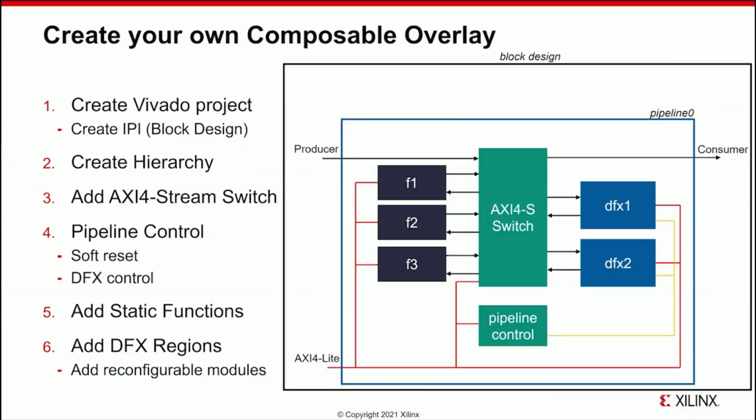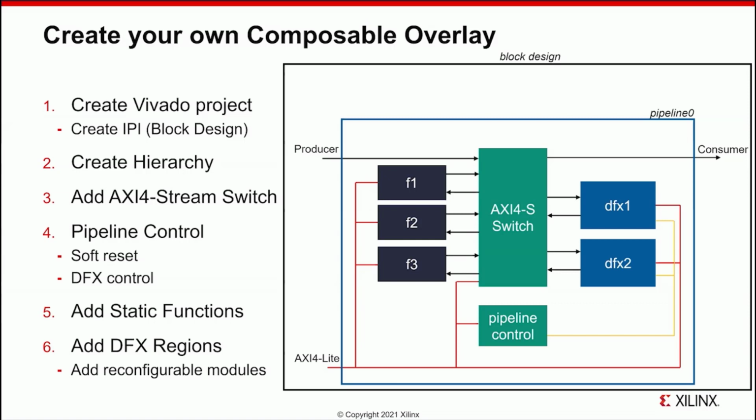If you are a hardware designer and are excited as I am about the composable overlay, you might wonder, how can I create my own composable overlay? Well, I try to summarize that in these 6 steps. In step 1, you create a Vivado project, and within it, you create an IP block design. Step 2, which is really important, is to create a hierarchy within the block design. Then step 3: within such hierarchy, you add the AXI4-Stream Switch and configure it with the number of ports you want to use.